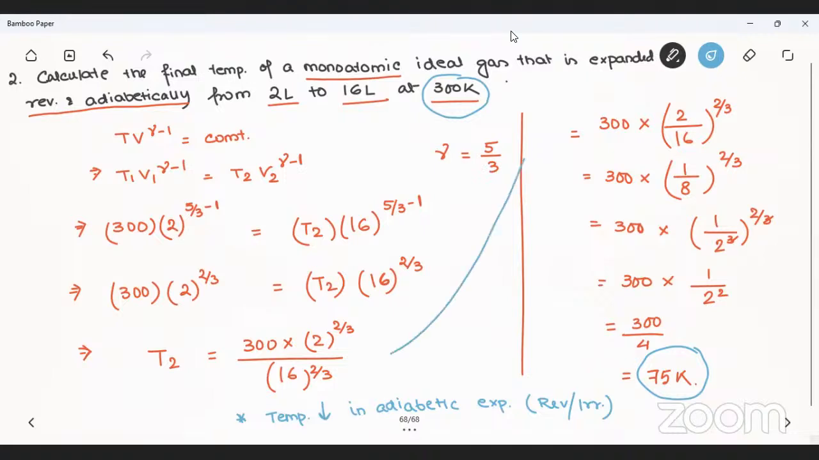Yes, ma'am. Okay. So are you finding it interesting to do these sums, or no, it's just like we have to do, so we are solving.